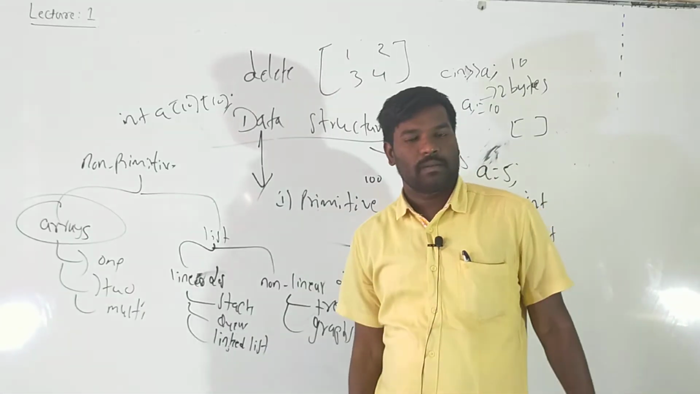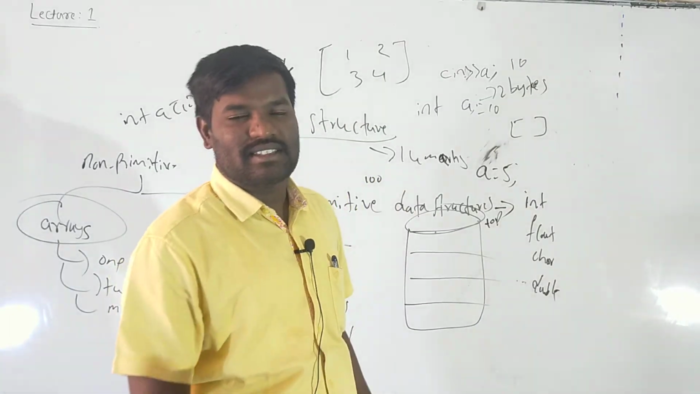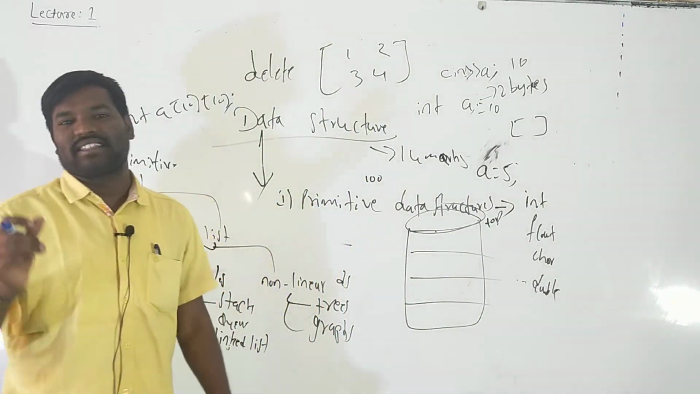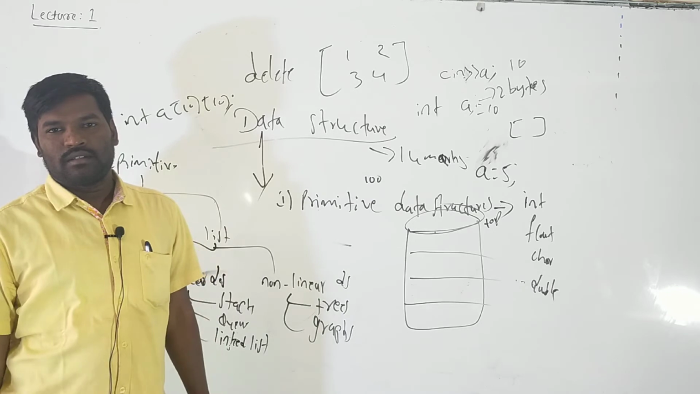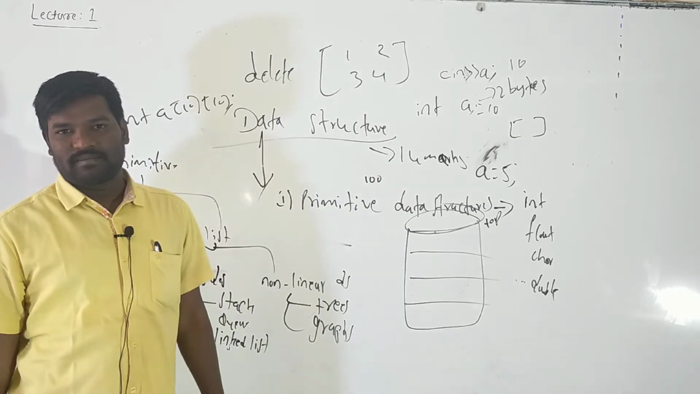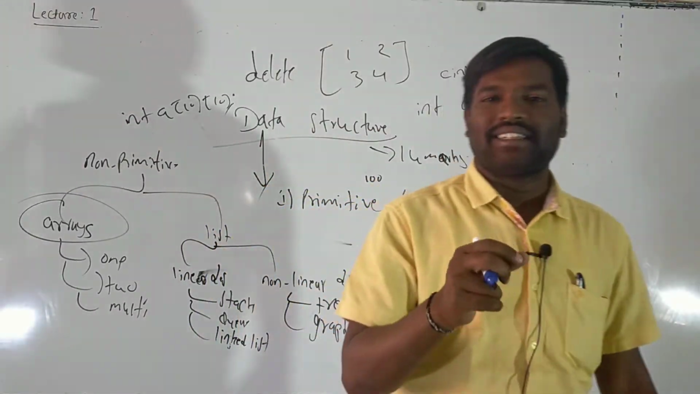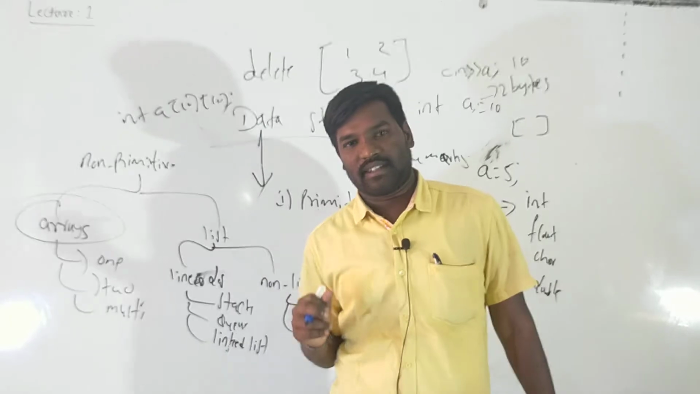Next is queue. Here queue means again it is a data structure and insertion and deletion takes place at different ends. It consists of two ends. The insertion end is called the rear end and the deletion end is called the front end.